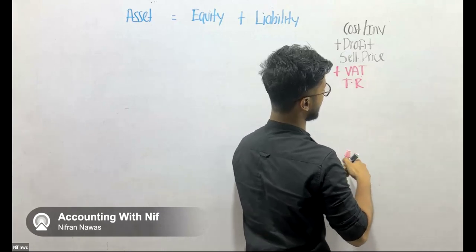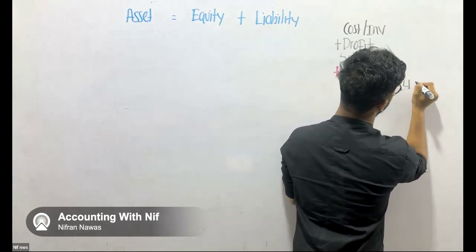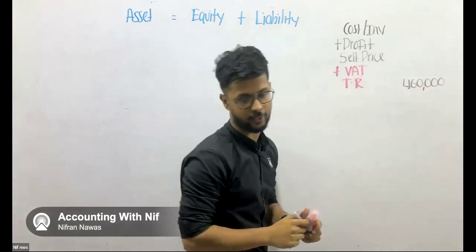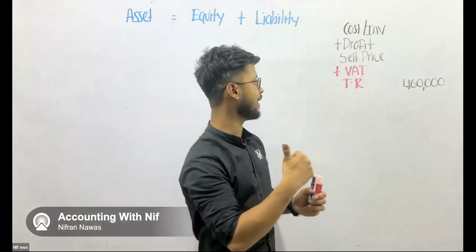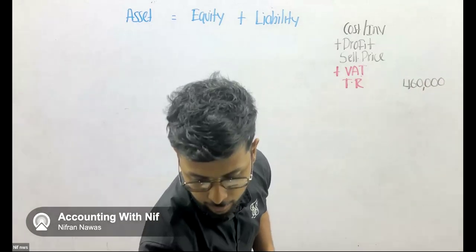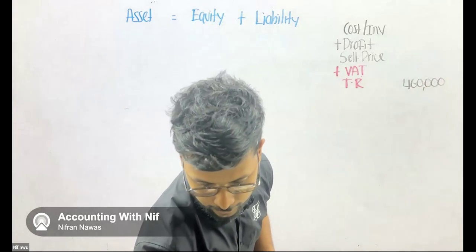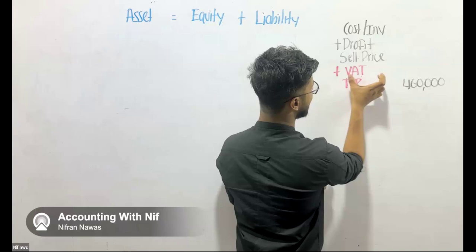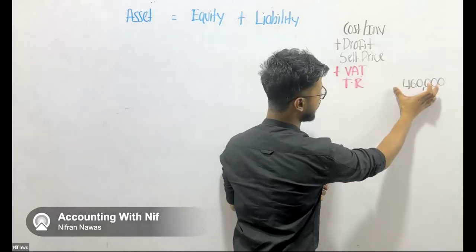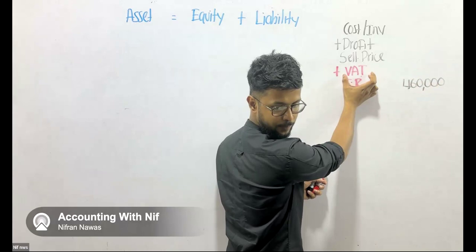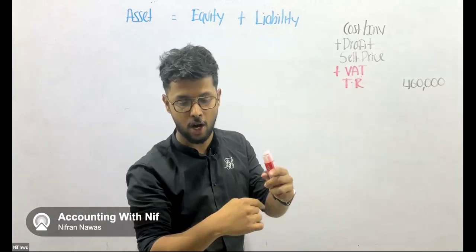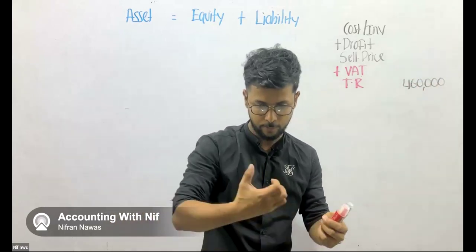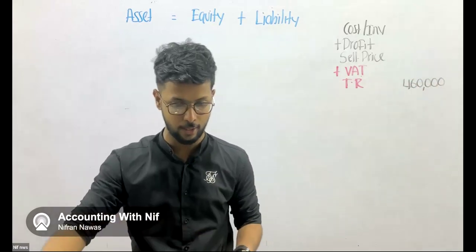So for how much are we selling it? We are selling it for 460,000. So what have they given us? They have given us the gross figure for which we are selling the inventory, okay? So we are selling the inventory for 460,000. This 460,000 does include VAT. Can you see this 460,000? It includes VAT. So are we going to charge VAT or are we going to dismantle it? You're going to dismantle it. You're basically going to take the VAT out.